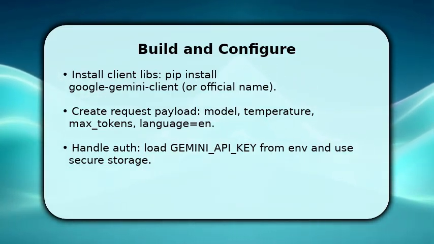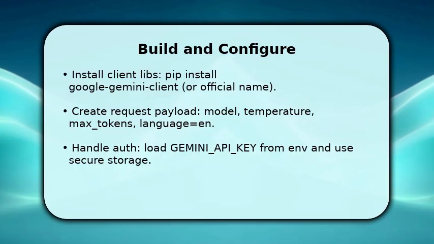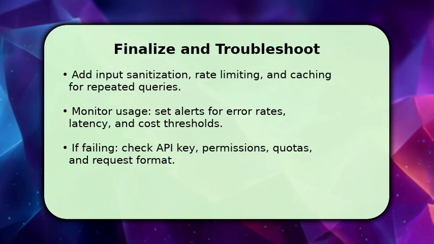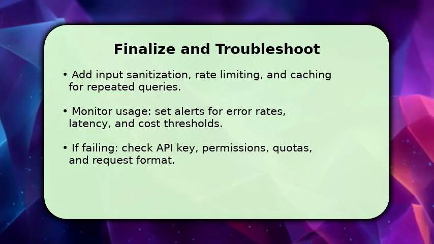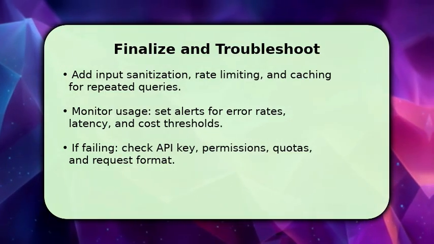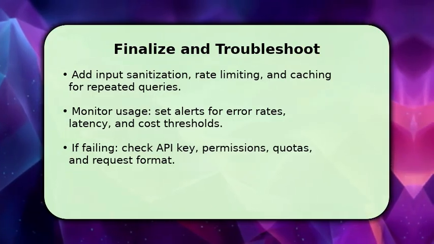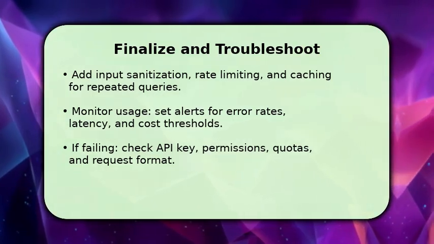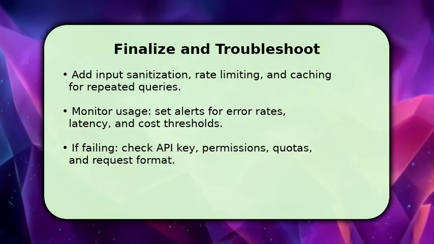You finish by hardening the integration and preparing for problems. Add input sanitization and rate limiting, and cache frequent replies to reduce cost. Once implemented, instrument metrics for latency, error rate, and spending. Deploy with staged rollout and enable alerts so you catch regressions early.